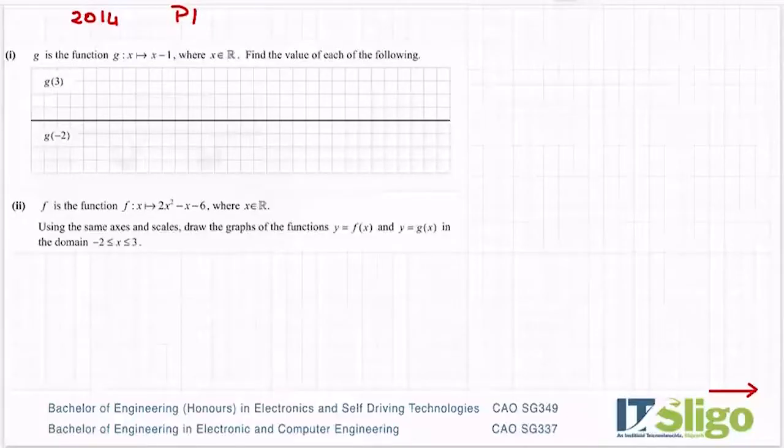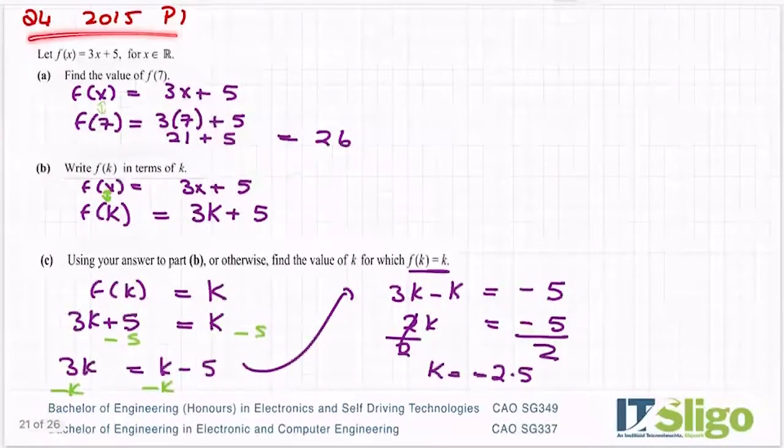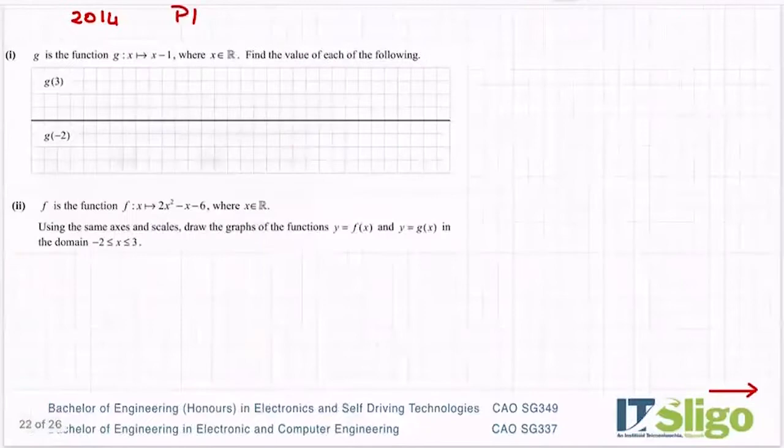Right, 2014 question on functions. I actually don't have the question here. g is the function, g of x is x minus 1, where x is an element of R. Find the value of each of the following, okay? So it was somewhat similar to the 2015 question 4 that we just did a few minutes ago.